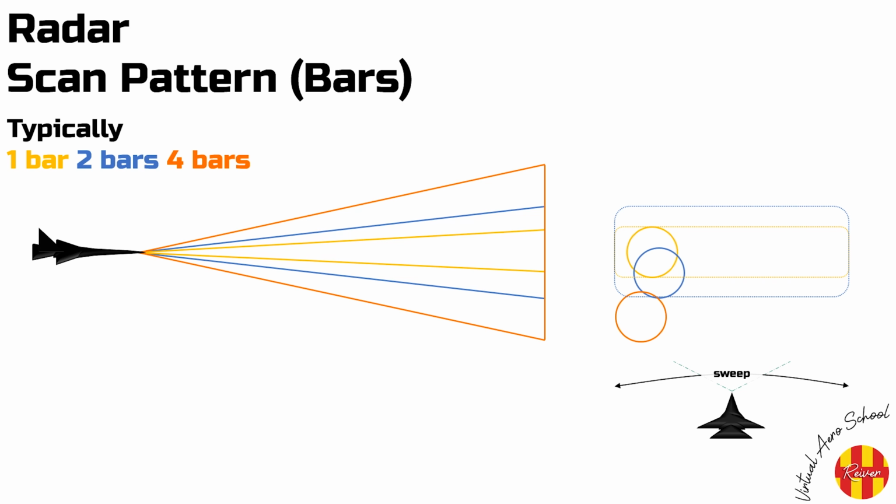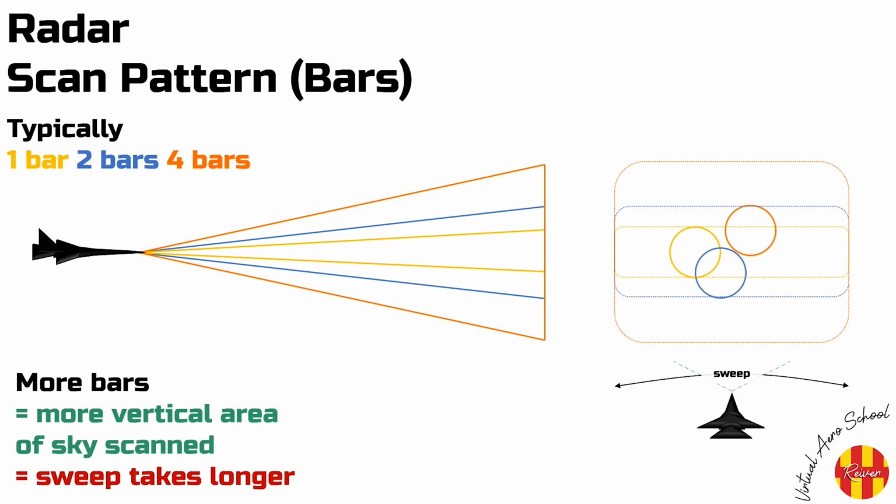Typically, a pulse-doppler radar used for airborne interception has three settings for bars, for example, one bar, two bars, and four bars. More bars means a greater area of the sky scanned at the expense of how quickly you can detect the potentially hostile targets.